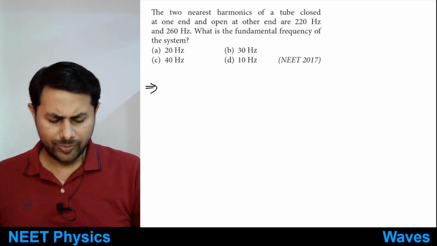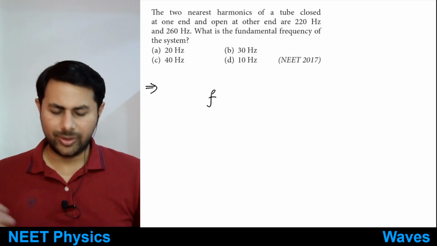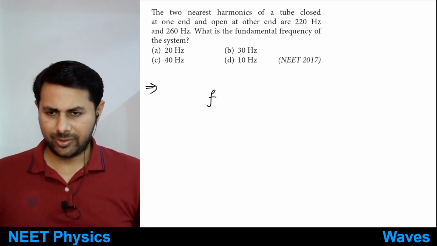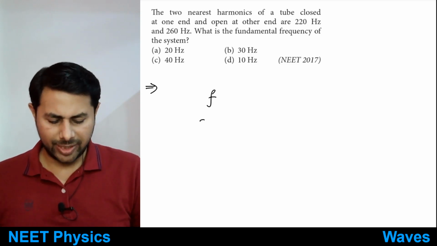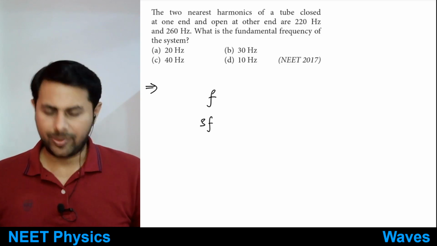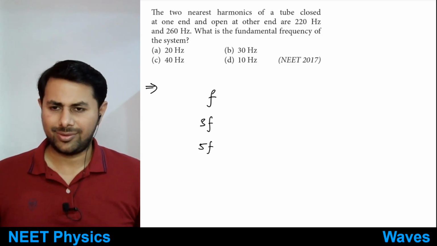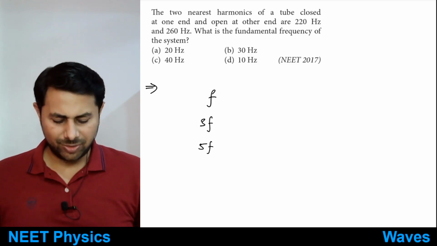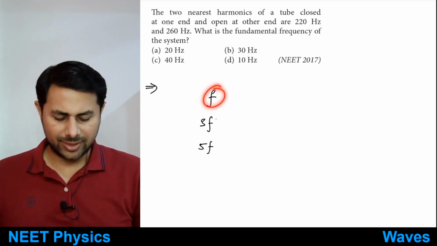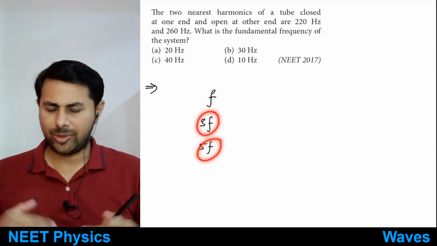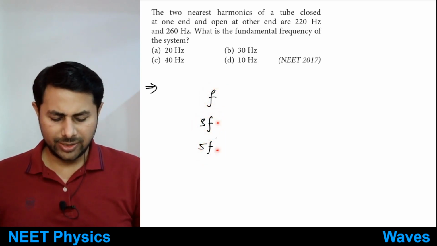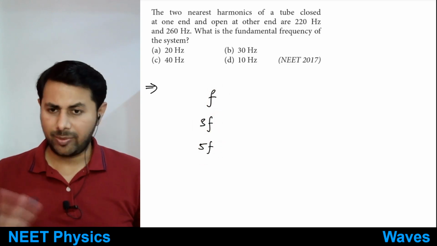Okay, so for an example, you take fundamental mode, the frequency is F. What is the frequency of next mode? It is 3 times of F. What is the frequency of next mode? It is 5 times of F, right? So in case of a closed pipe, fundamental mode has frequency F, next mode has frequency 3F, next one has frequency of 5F. So frequency difference between any two nearby modes.